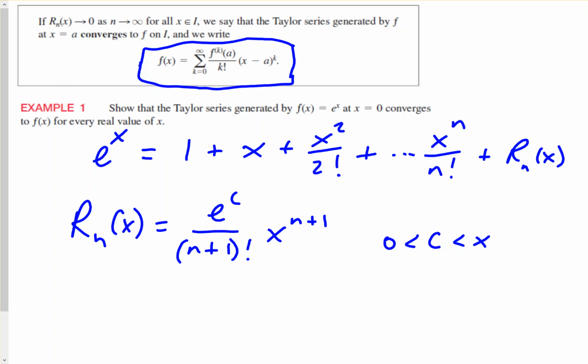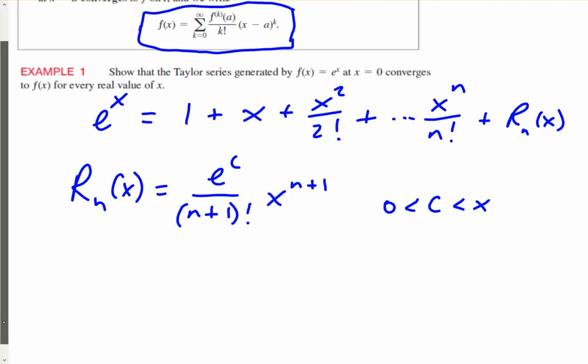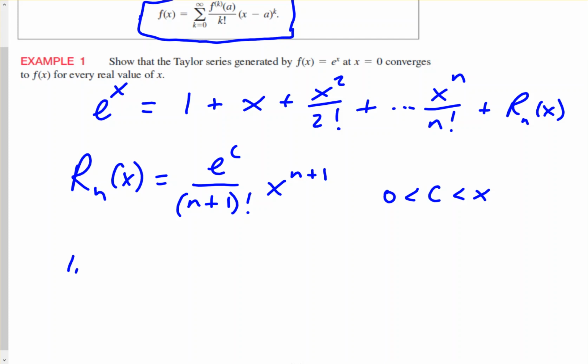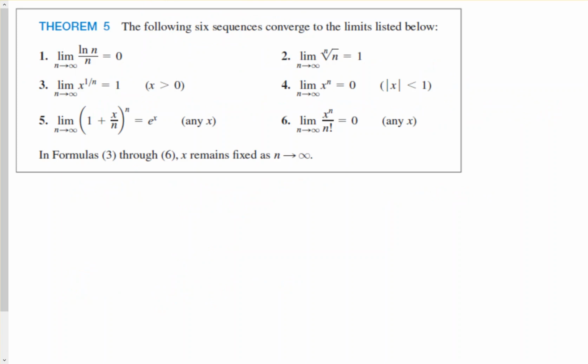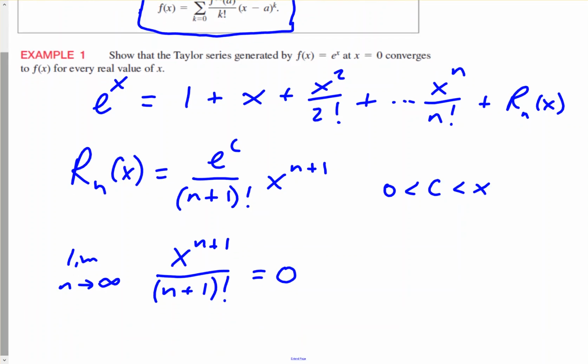What we want to show then is the limit as n approaches infinity. I'm going to point out this piece to you guys: if we have this x to the n plus 1 over n plus 1 factorial as n approaches infinity, we know that this is equal to 0, and that's from that previous slide where I showed you Theorem 5 in section 10.1, that the limit of x to the n over n factorial is equal to 0. So therefore we could say that x to the n plus 1 over n plus 1 factorial goes to 0 for every x.